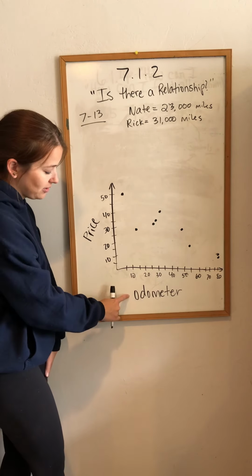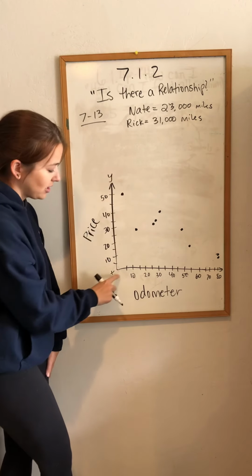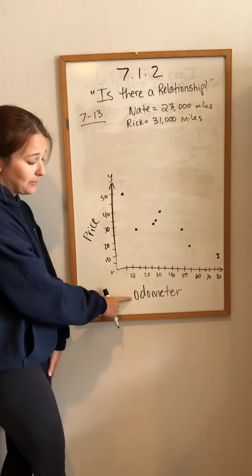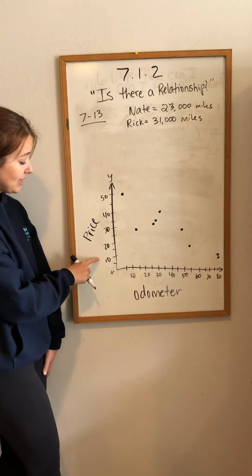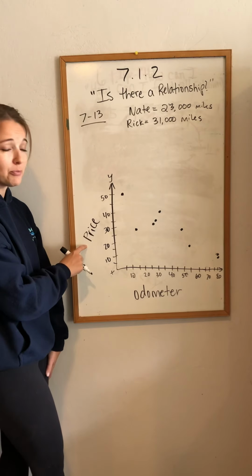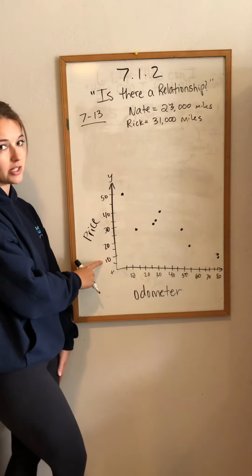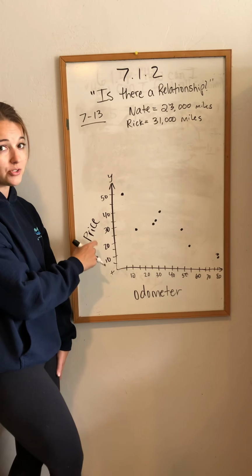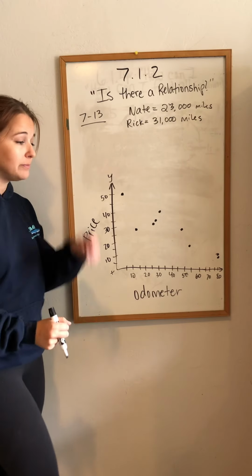So down here, our X and our Y. Our X-axis, I labeled as the odometer, so the thousands of miles that the car has, and this Y-axis is labeled price, and this is also in thousands of dollars. So this does not mean the price of the car is $10 or $20. That's in thousands, so 10,000, 20,000, 30,000. Same with the odometer on the bottom.